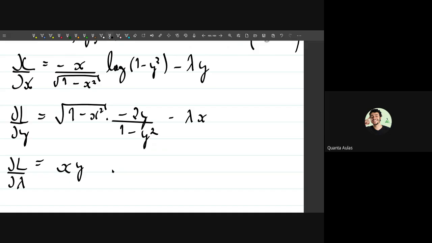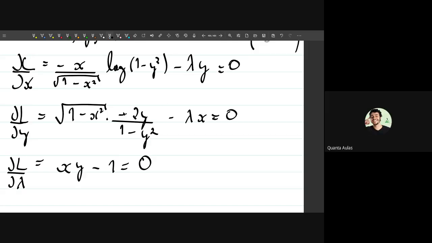The lambda controls the constraint of this problem, okay? Why do I put equals 0, equals 0, equals 0 here? Because we need the critical points. The critical points in calculus, we get by equalizing the derivatives to 0, okay?